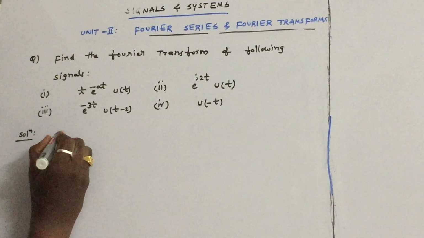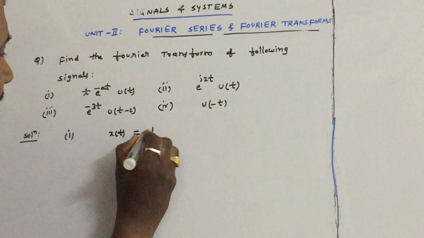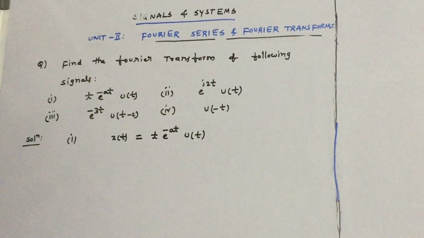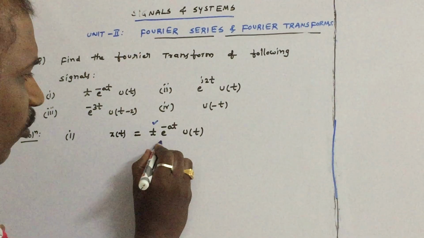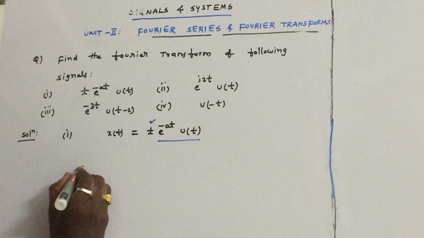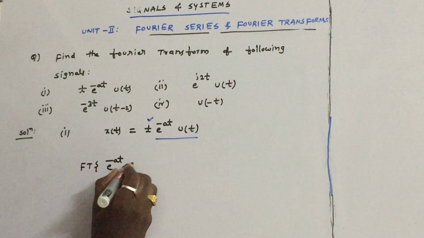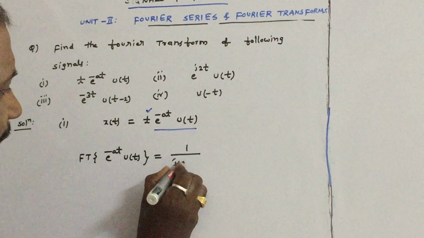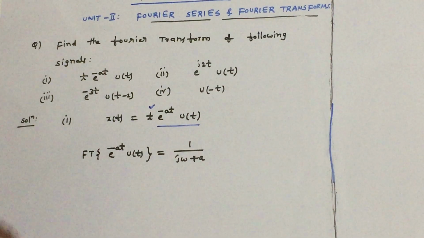Now let us take the first one. What is given? x of t is equal to t into e power minus at into u of t. Here you see that the signal is multiplied with t, and first we have to find out the Fourier transform of e power minus at into u of t. So that is what we have to do. The Fourier transform of e power minus at into u of t is the simple formula 1 by j omega plus a. This is the standard signal whose Fourier transform you have to remember.